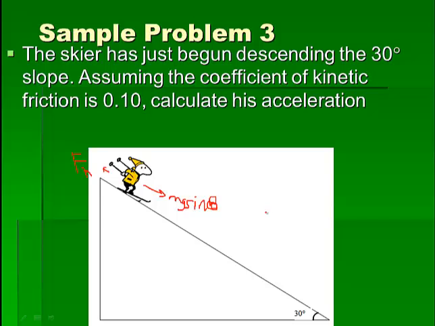pushing up the incline. So the net force acting on the object is going to be mg sine theta minus Fk. Remember, the net force is equal to ma, so we set all that equal to ma. Now, remember that Fk is equal to the normal force times the coefficient of friction, which is that number. Now, the normal force on an inclined plane is not equal to the weight. It is equal to mg cosine theta.